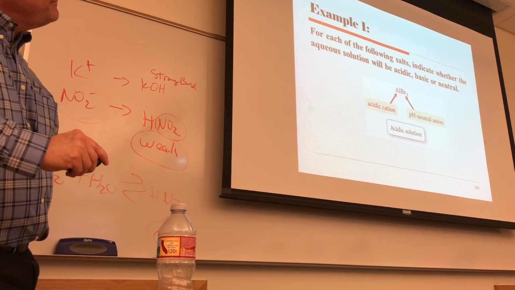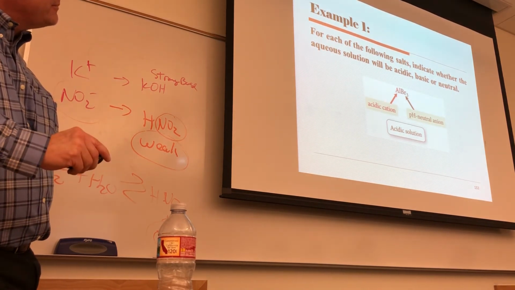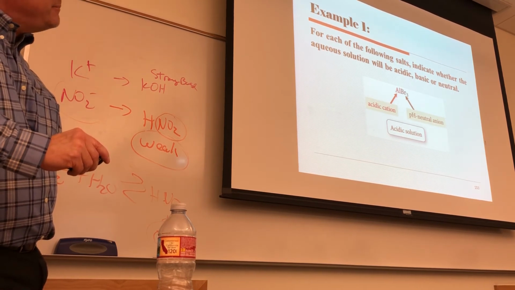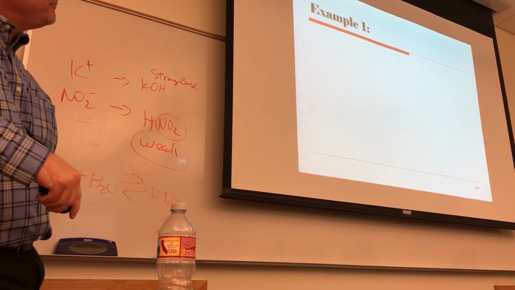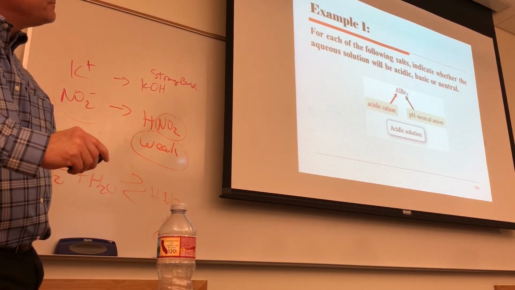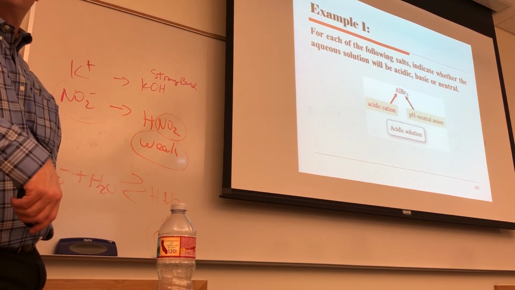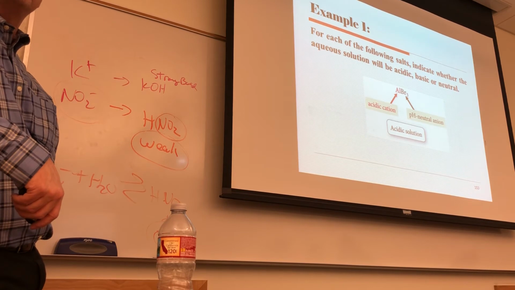Okay, aluminum, acidic cation, small metal, highly charged, and the bromide comes off of HBr, a strong acid, so that means this is neutral, so it will be an acidic solution. For the cations, anything in group 1 and 2 would be basically neutral. For the anions, you go off of what its conjugate acid is. Is HBr strong or weak? Strong.